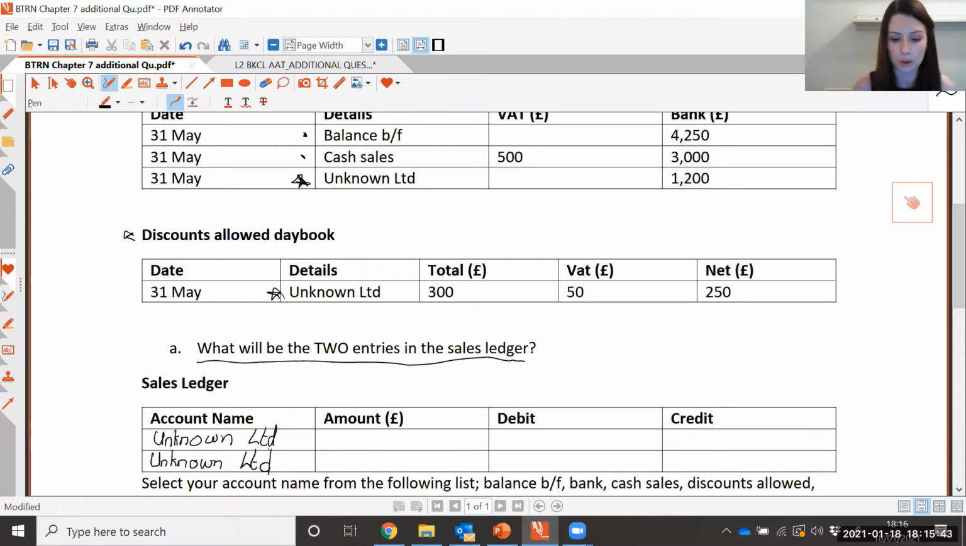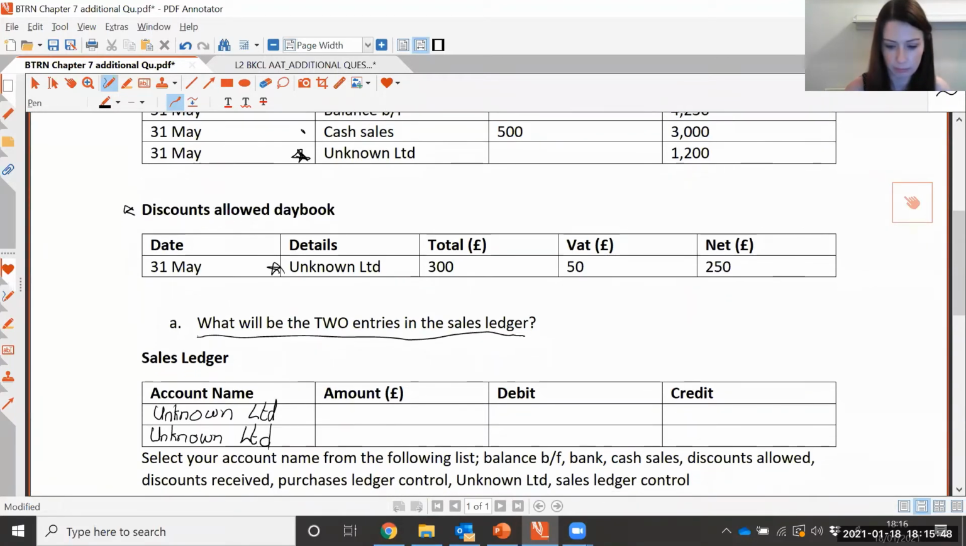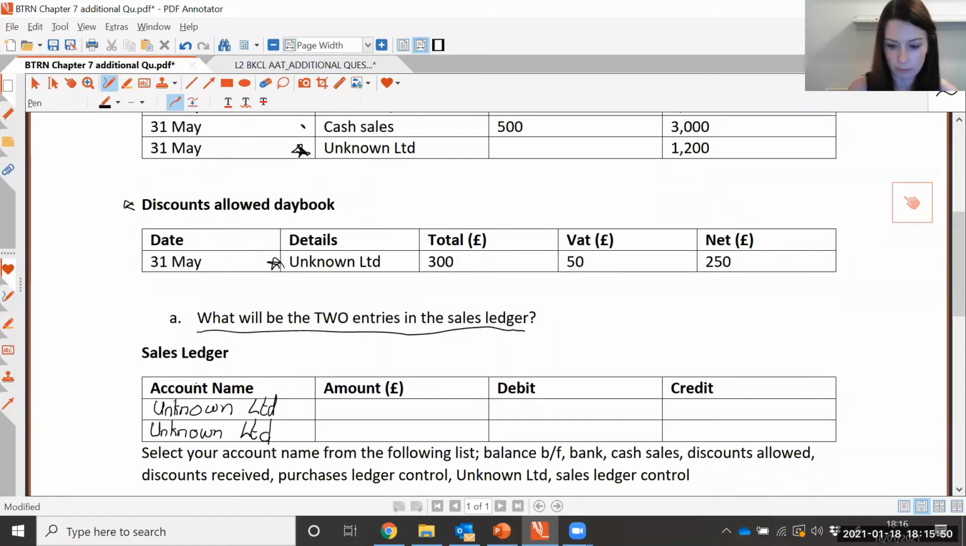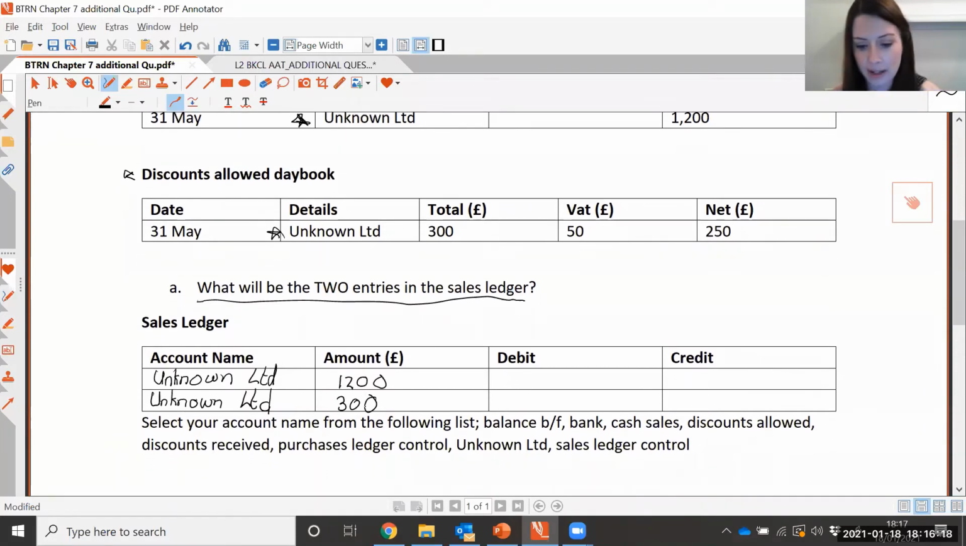Okay, so what amounts would we put in? Can you see the amounts on the screen, or is the chat box covering it? Yeah, excellent. Remember, it is the total amounts that go into the sales ledger, exactly the same as with the sales ledger control account. Excellent. So we've got an amount of 1,200 and 300. And would they be a debit or a credit?